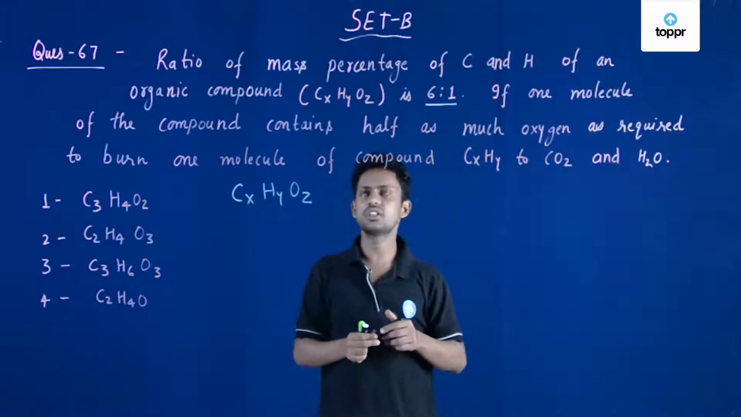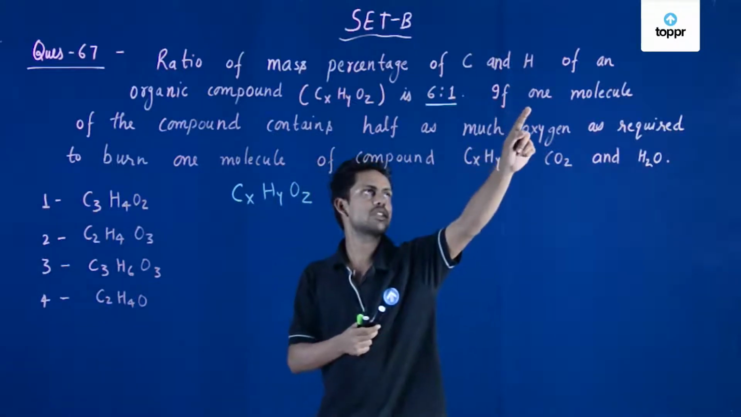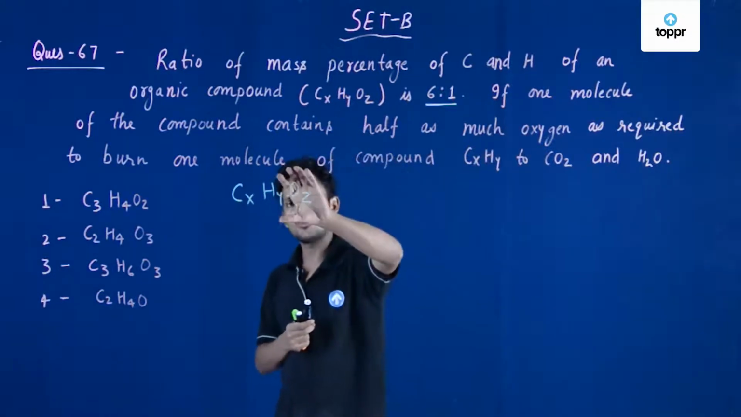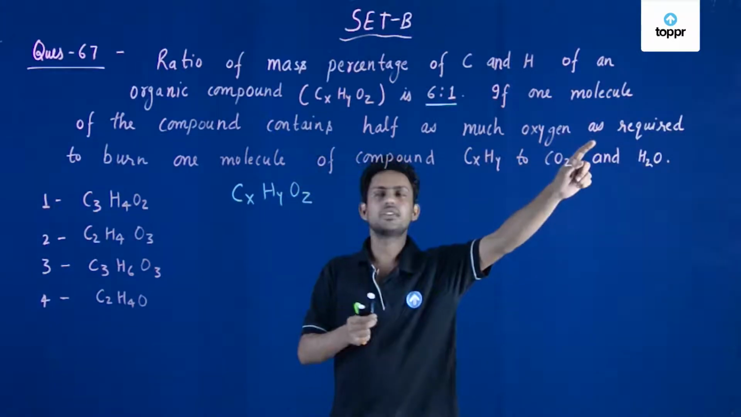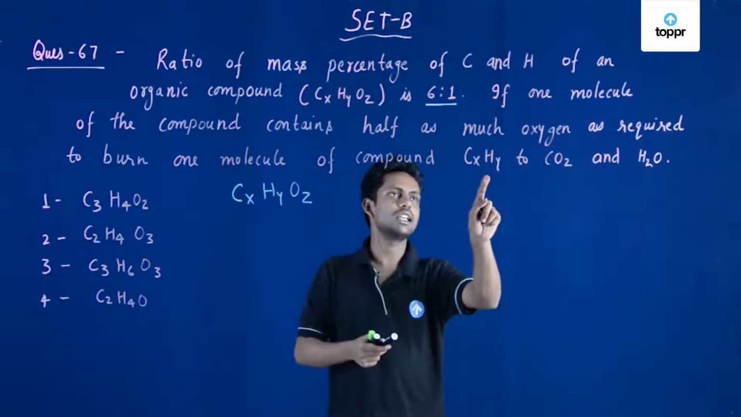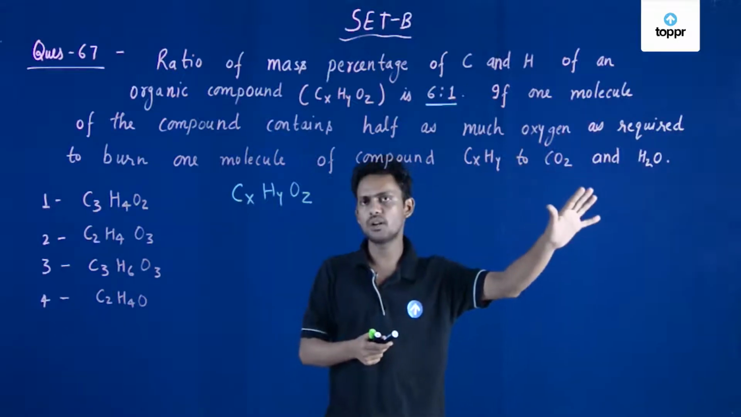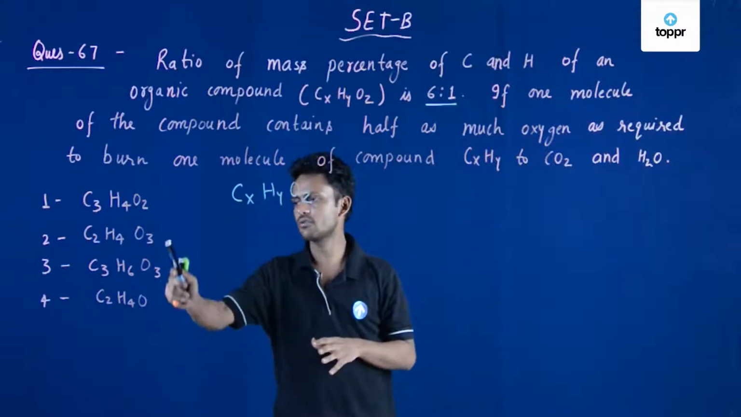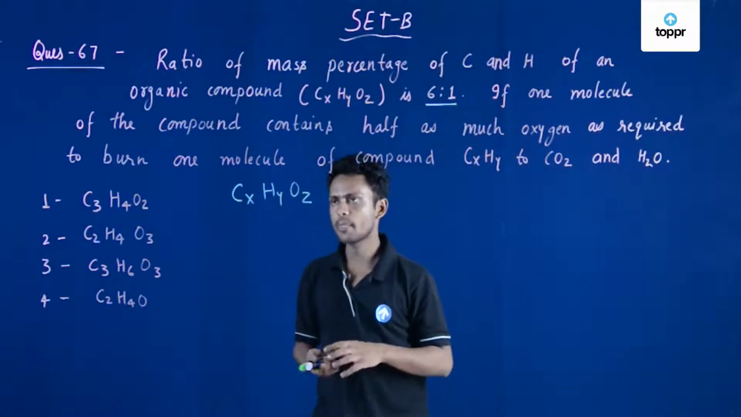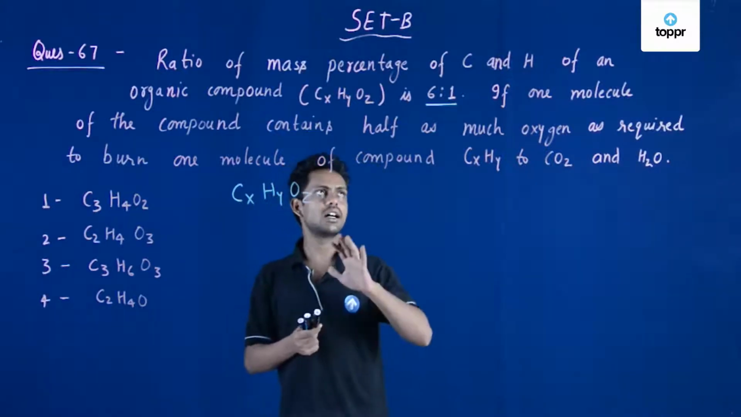So this is one piece of information, and another piece of information which is given is that one molecule of this compound contains half as much oxygen as required to burn one molecule of CxHy to CO2 and H2O completely. So what will be the empirical formula of the compound? These are the four options given in the question. So let us discuss one by one.